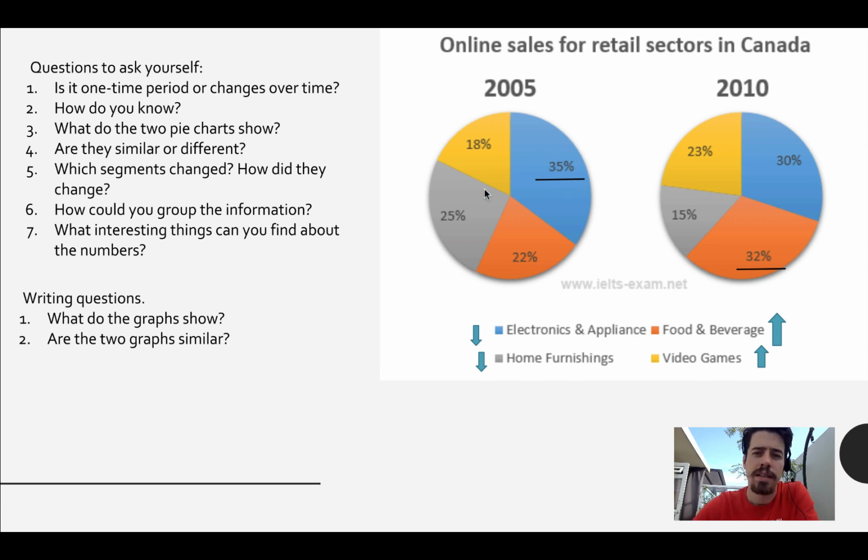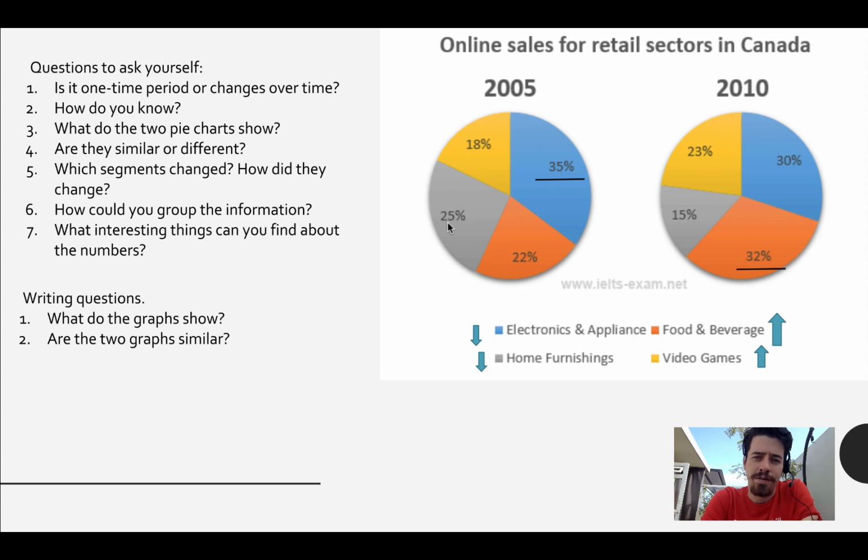Why? Because it was the highest percentage in 2005. For the same reason, I think this 32% is important because food and beverage had the highest percentage of online sales in 2010. These things are the essential ones. Other big changes, this 15 to 25 is quite a significant increase. So that is something else you may want to mention.